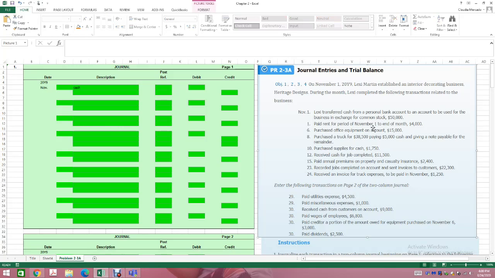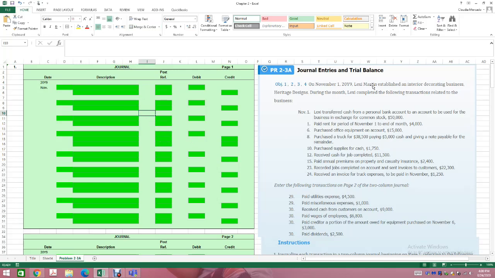So, I am going to go over the longest problem in your homework. Okay? But why did I choose this problem? I chose this problem because it's going to give you a little bit of everything. Okay? And that way you get to understand what we're doing. So here we have journal entries and trial balance.